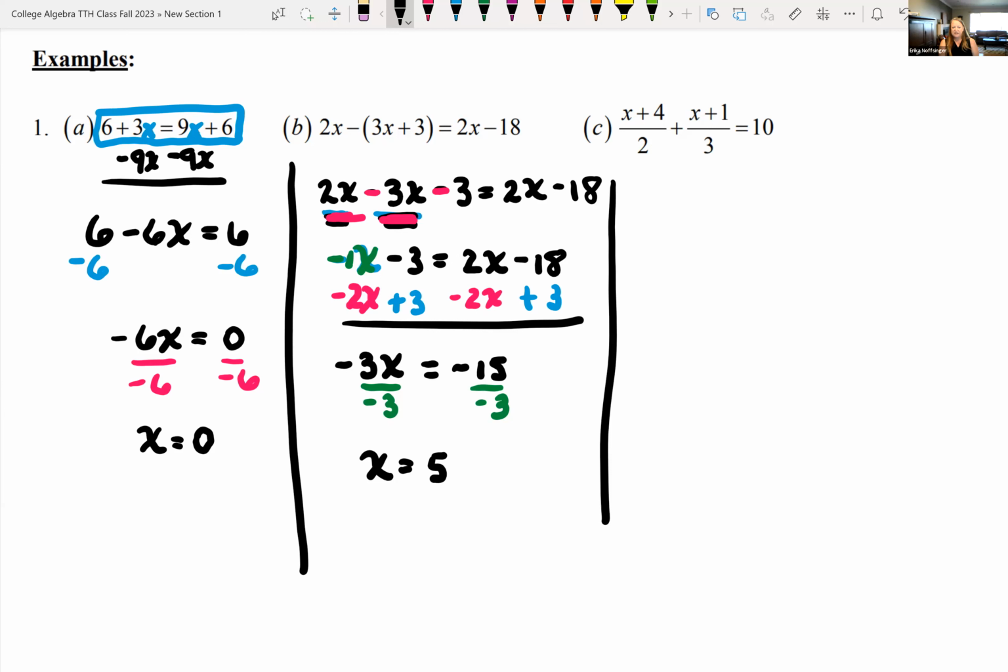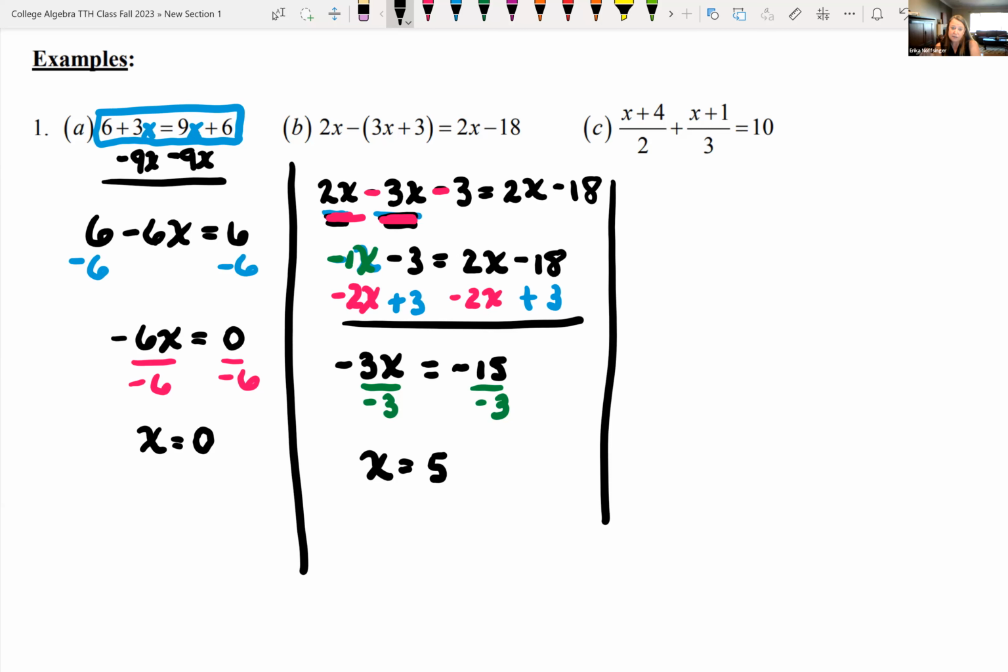So the third equation, we have x plus 4 in the numerator, and that's all divided by 2. Then we have plus x plus 1 in the numerator, all divided by 3. And this is equal to 10. So if you are solving an equation, it has to have an equal sign in order to be an equation. If it's not an equation, we're not solving for that variable. But if you're solving an equation and you have fractions, the best thing to do is first clear your fractions. And so we can clear the fractions from an equation by multiplying through by the least common denominator.